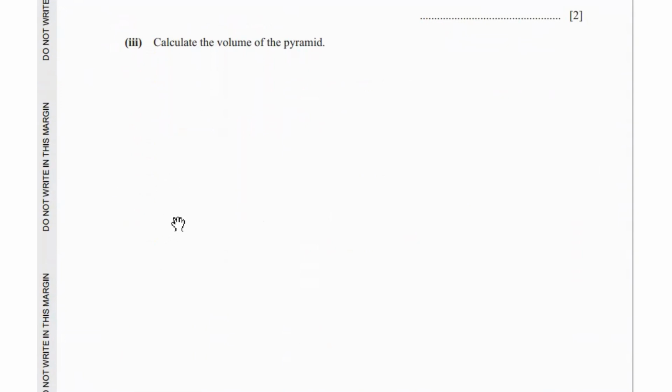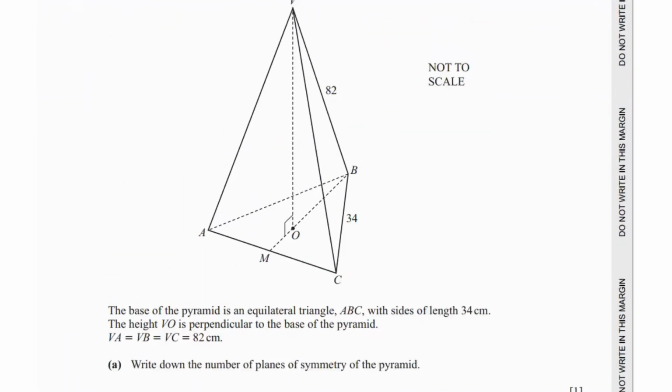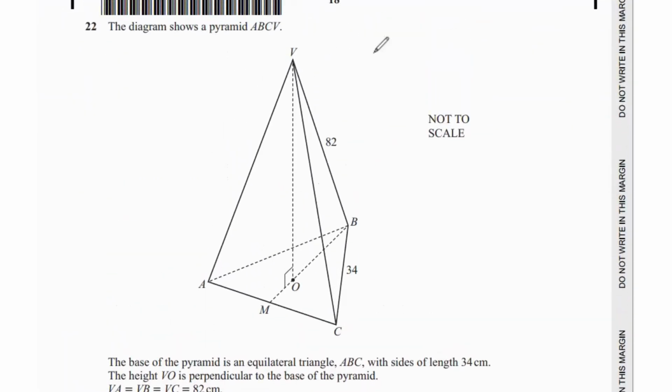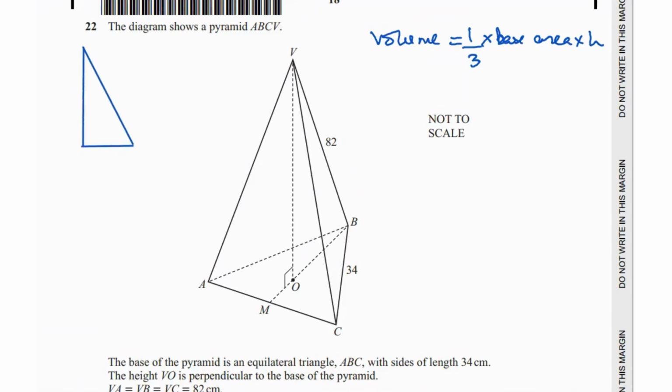Then calculate the volume of the pyramid. For the volume of the pyramid, you need the height of the pyramid and you need the base area. So over here, one over 3 times base area times the height. Using the same right angle triangle, first we'll figure out the height. So we know this was 19.6. This is O, this is B, this is 82.